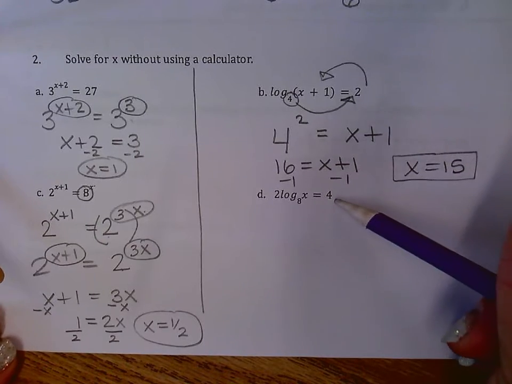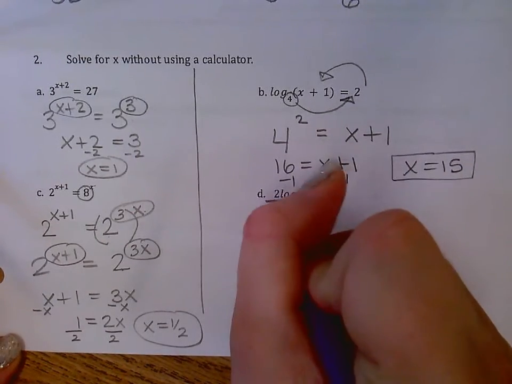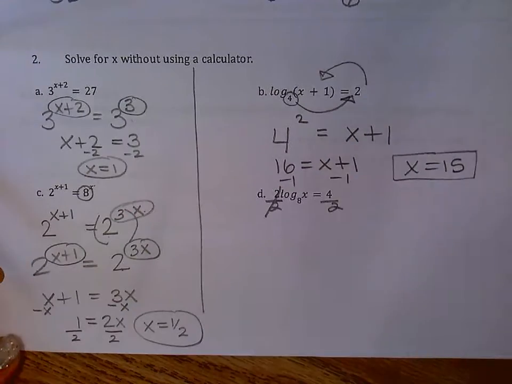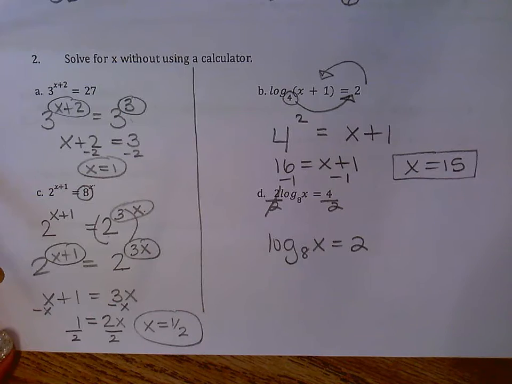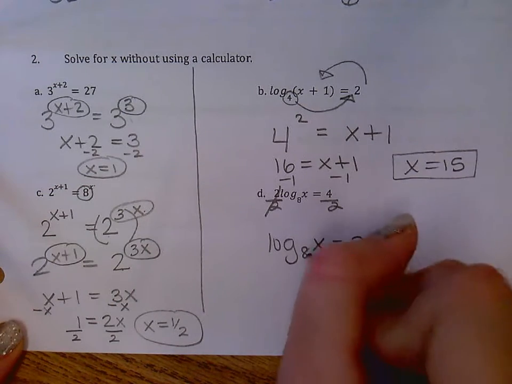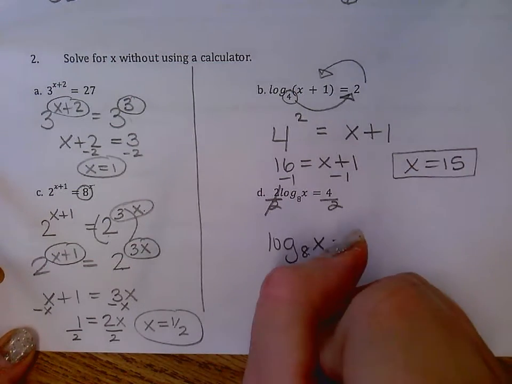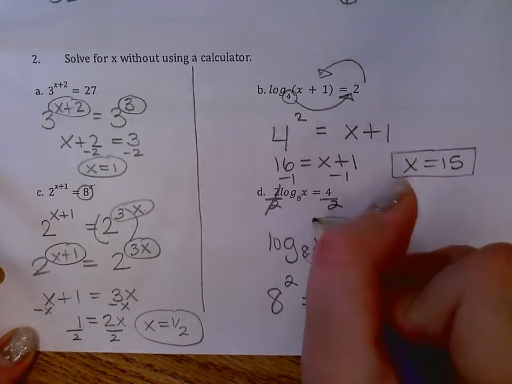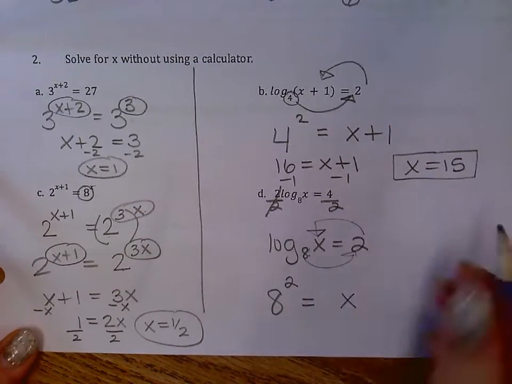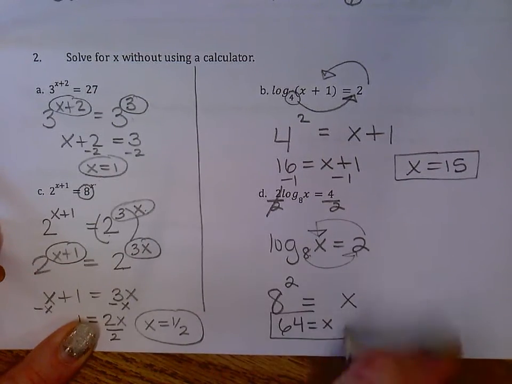I'm going to use the same strategy in part D, but before I change form, I need to divide both sides of the equation by 2. So log base 8 of x equals 2. So now I'm going to change into exponential form. The base of my log is 8, so the base of my exponent is 8. And then I have 8 squared, and then that is equal to x. So 8 squared is 64, so my answer must be 64.